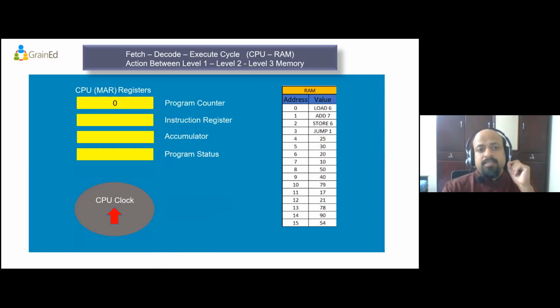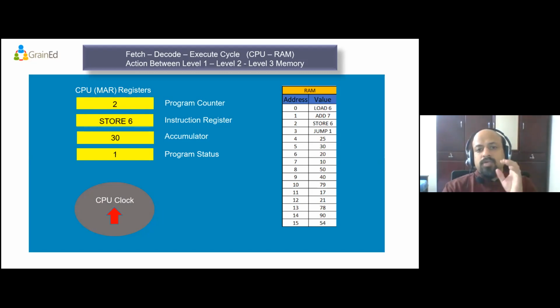And we have registers, what we call CPU registers. Program counter, first address 0, load 6, loaded into the instruction register, go to RAM, and fetch 20 from location 6, and 20 is added, given to the accumulator. The program counter becomes 1, then add 7 goes to the instruction register, and add 7 means go to RAM, location 7 has value 10, and 10 is added to the accumulator, then it becomes 30, tuck, tuck, tuck.